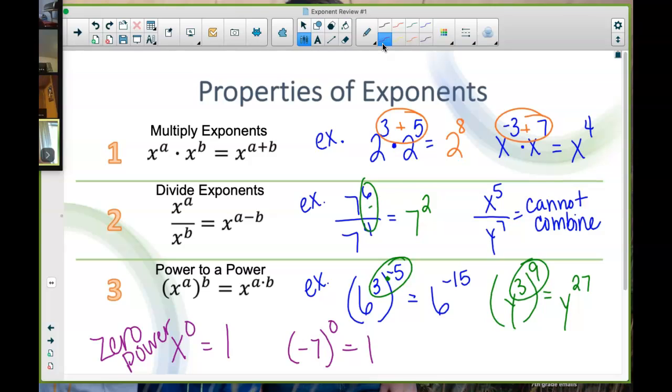Okay? Are we okay with the properties? How many of you are like, oh, good thing we're going over this, I forgot some of these things? Some of you did, okay? So it's a good thing.